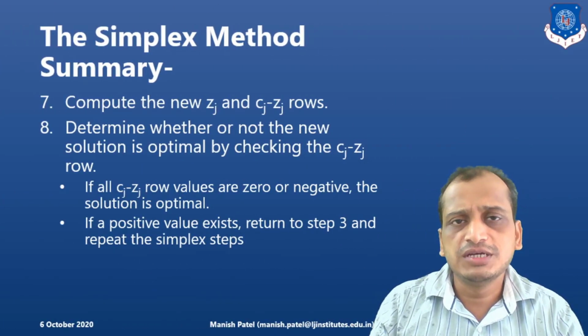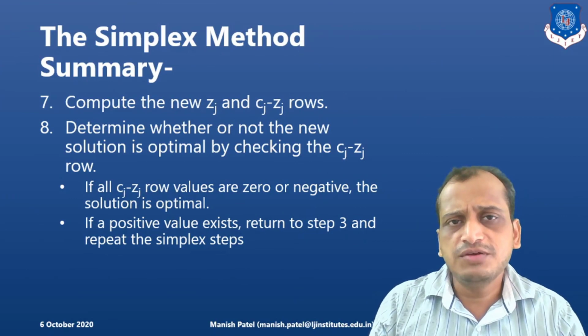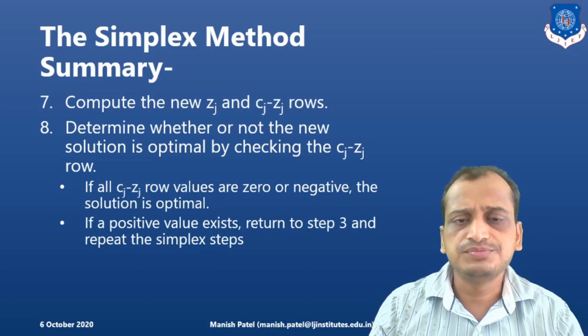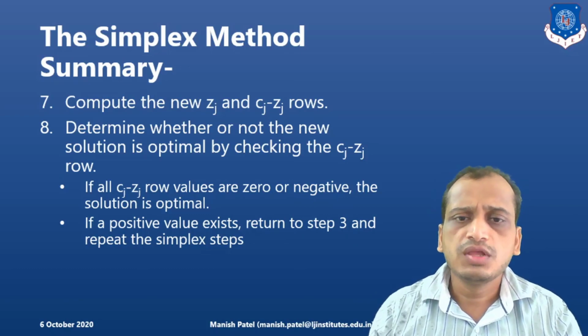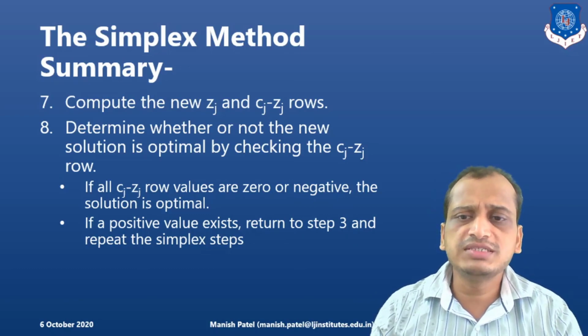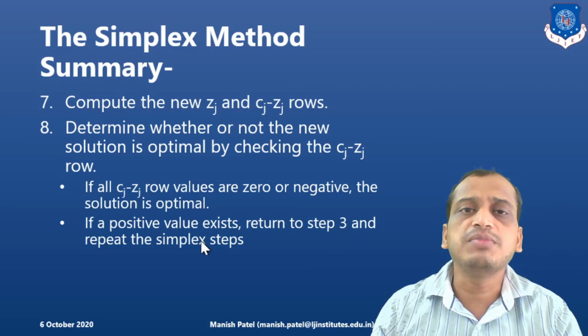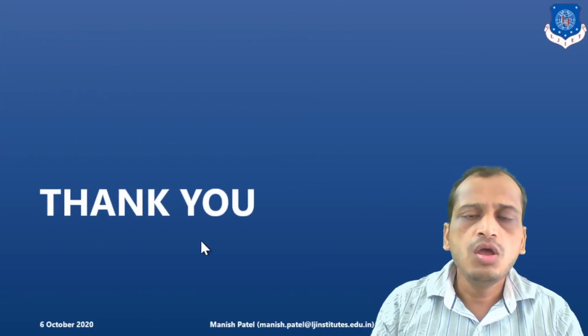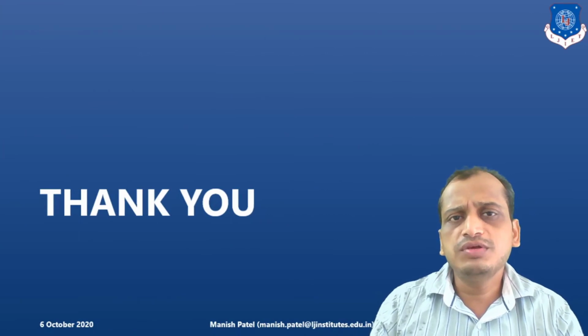And we try to find Cj minus Zj. Right? According to the maximization problem, if Cj minus Zj is less than or equal to 0, then we have attained the optimal solution. But if it is not, then we have to iterate further and repeat the process. Clear? Here it is written the same: if a positive value exists, return to step 3 and repeat the simplex steps. So in this way we can easily solve linear programming problems with the help of the simplex method. Thank you.